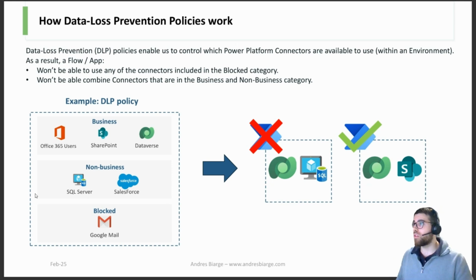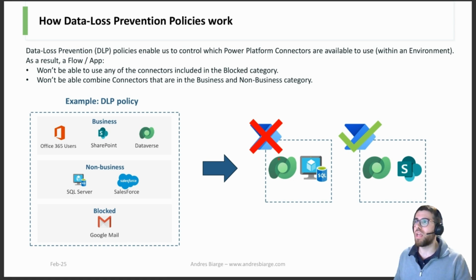Now, the way they work is that you define three categories, as you can see in here. Category 1 is business, 2 non-business, and 3rd blocked. Very self-explanatory. If you put any connector in the blocked category, that connector cannot be used at all. But for the business and non-business, it works a little differently. So let's take a look here at the examples.